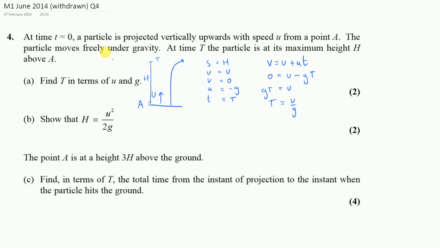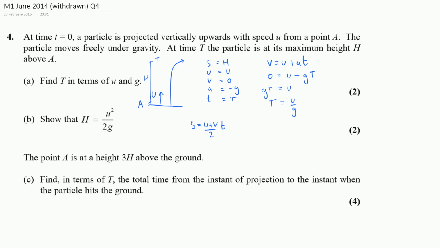In the second part, we're now asked to show that h is equal to u squared over 2g. Again, we've got all the information set out from the first part. All I'm going to do is select another equation to use. This time I'm going to use s equals (u plus v) over 2 multiplied by t. Again, trying to pick the simplest equation that I can.